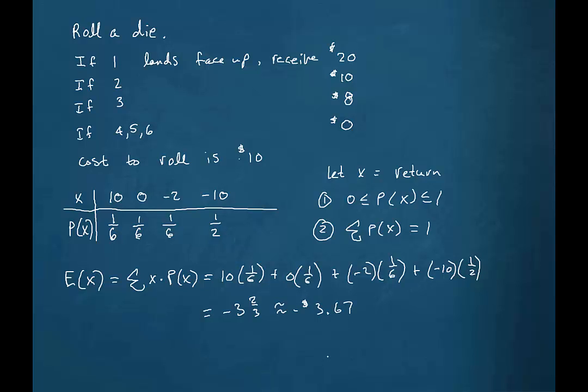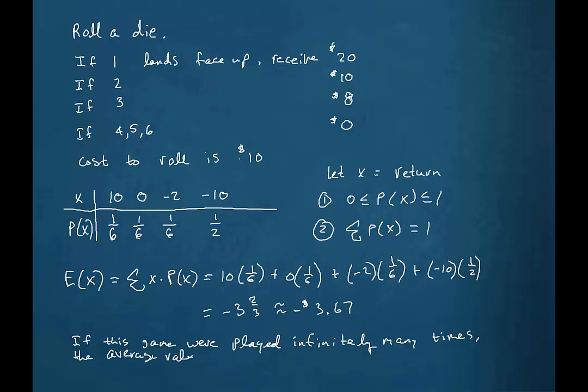-$3.67. Now, what does this mean? This means that if we were to play this game over and over, on the average, we would be out $3.67. So if this game were played infinitely many times, the average value of the random variable would be -3.67.